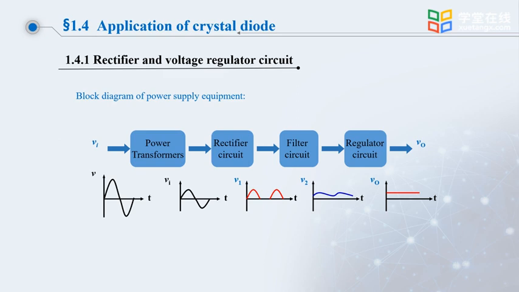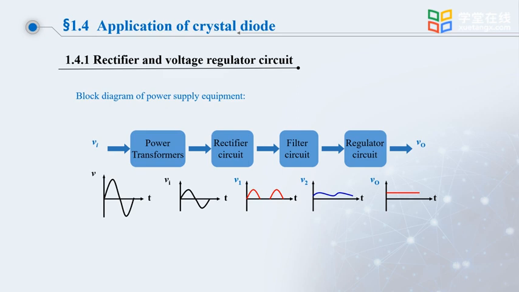First, the AC voltage provided by the power grid, the 220 volts, 50 Hz signal, let's call it V. V is a sinusoidal voltage. After the power transformer, V is changed to a suitable AC signal voltage VI. Then, VI is sent to the rectifier circuit. Because VI is also an AC signal, we want to turn it into a unipolar voltage signal. The rectifier circuit realizes the conversion of the AC signal into a unipolar voltage signal. At this time, V1 is already a unipolar voltage signal, but it is still a changing signal.